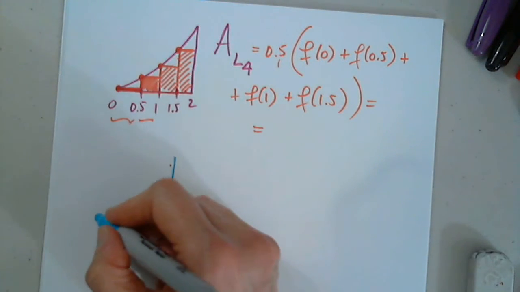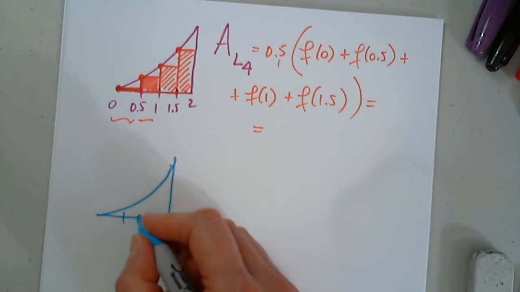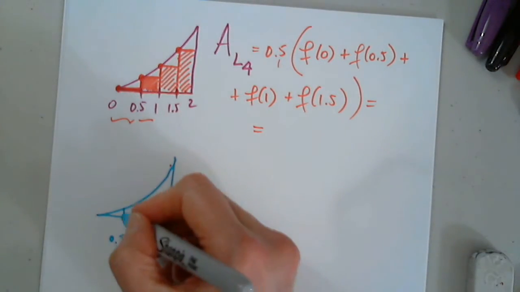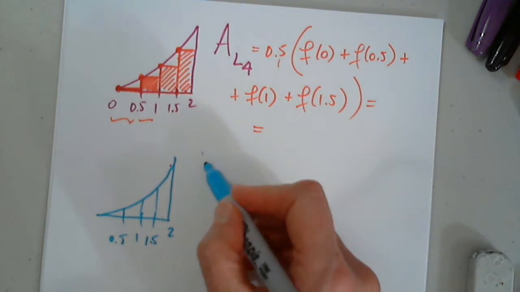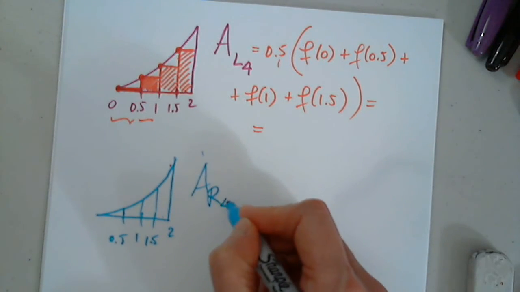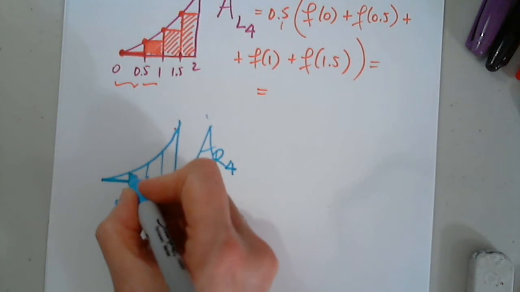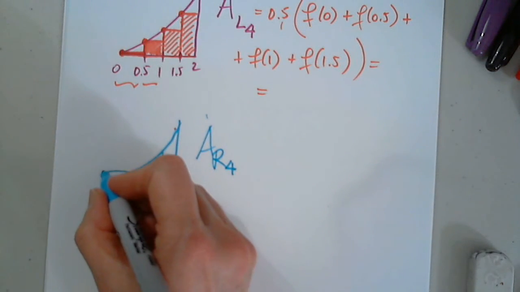Still the same area, everything the same. I still have 0.5, 1, 1.5, and 2. But this time I want right 4. Okay. So base times height. So this is the rectangle now.